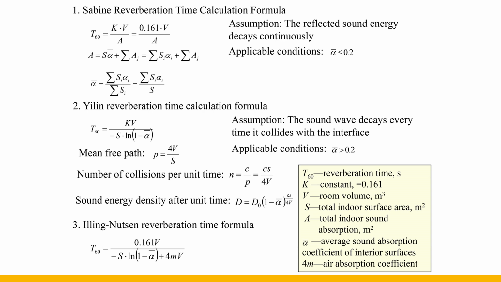When the indoor average sound absorption coefficient is less than or equal to 0.2, the calculation result is close to the Sabin formula. Based on the Eyring formula, the Eyring-Knudsen formula takes into account the air's absorption of high-frequency sound at 2000 Hz and above. This absorption depends mainly on the relative humidity and temperature of the air. The sound absorption of air is equal to the product of the absorption coefficient and the volume of the room.